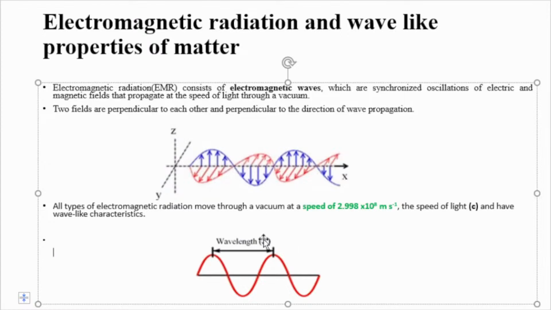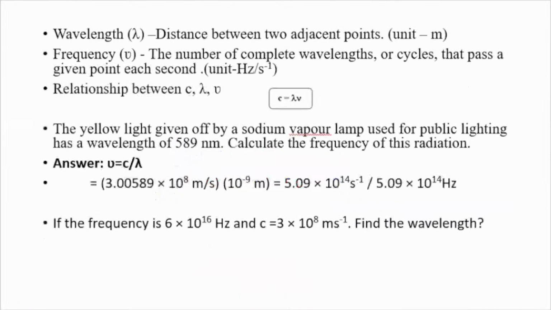The distance between two similar points is called the wavelength. You all have heard about this wavelength, the distance between two adjacent points. The unit to measure the wavelength is meter. Wavelength is measured in meters.